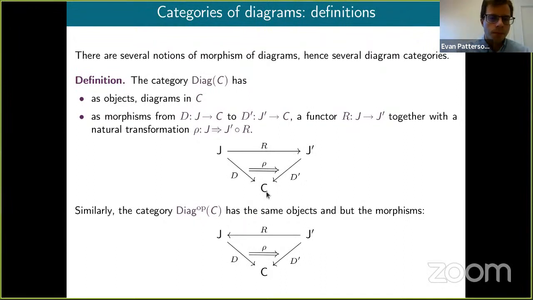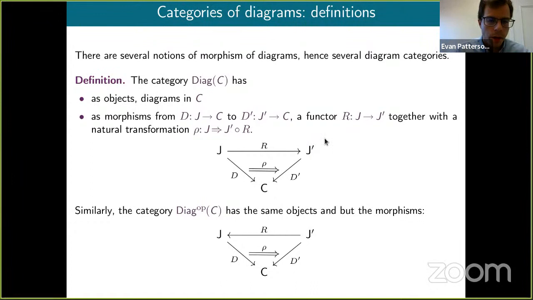Okay, so there are several different conventions for what the diagrams can be depending on what you're doing. So the most obvious one is to take the category Diag(C) to have as objects diagrams in C, and then a morphism from a diagram D to a diagram D prime, which generally has a different shape, is going to consist of a functor between the indexing categories, as well as a two-cell forming this triangle.